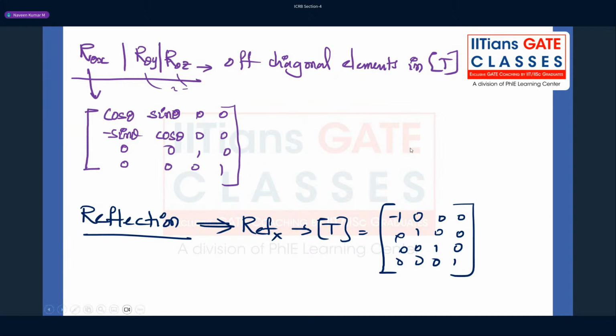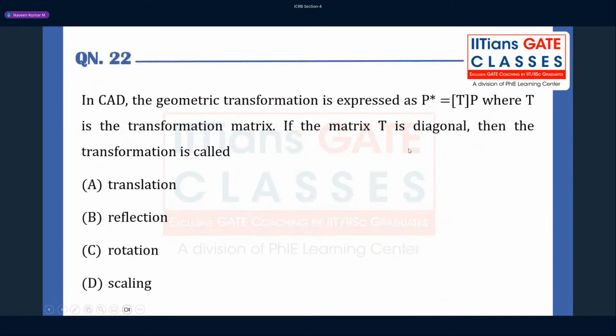Sorry, sir, 1 minute. What are they saying? The T is a diagonal, then transformation matrix. If T is diagonal, then the transformation is called, I think it is reflection. Okay. If it's ambiguous, okay, I will discuss it.